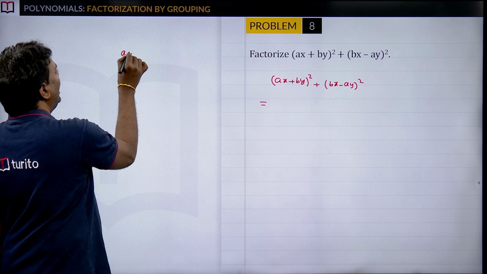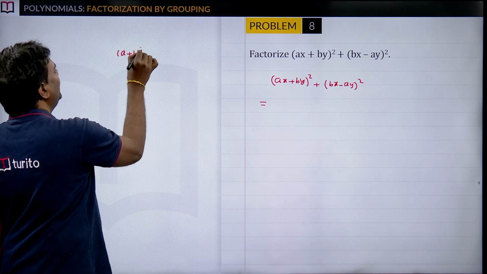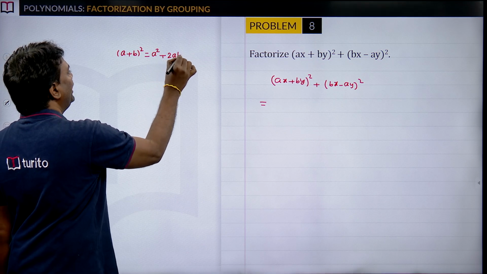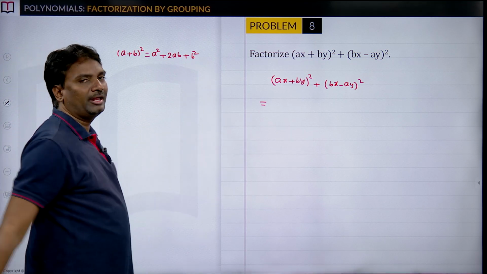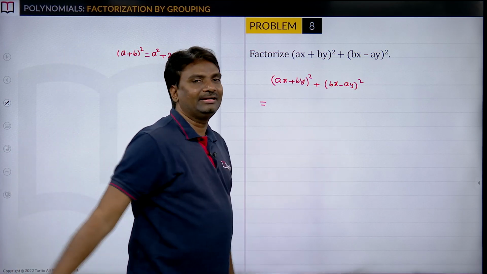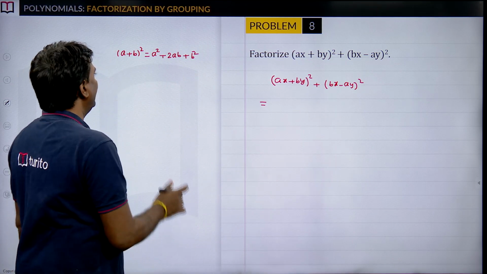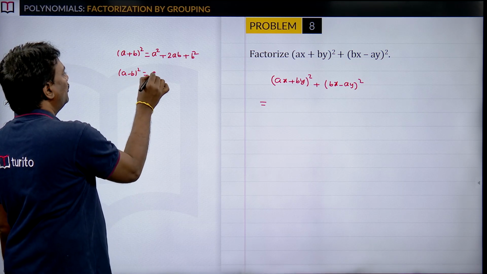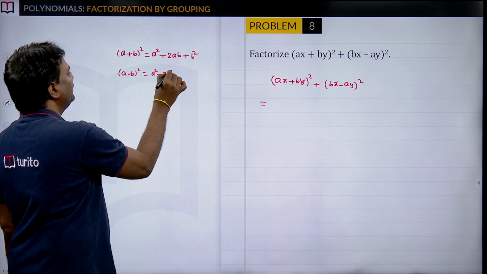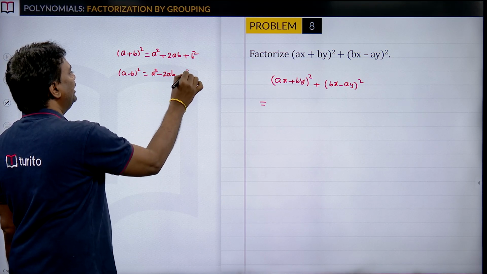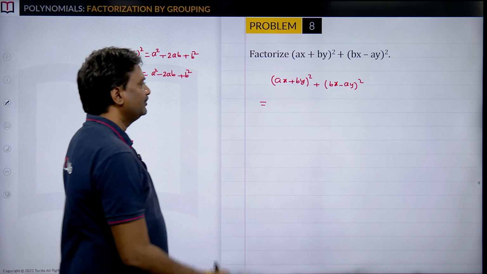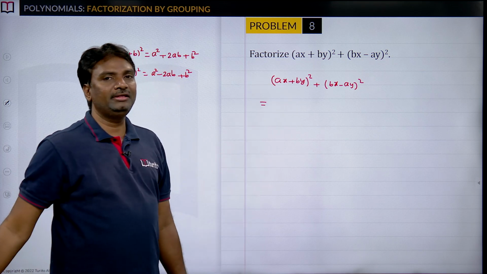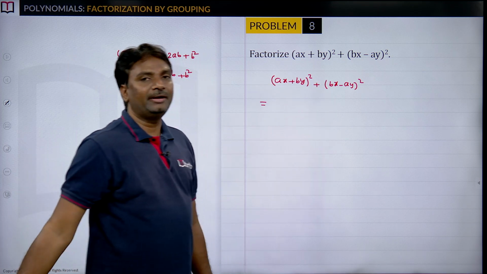So, we have the identity (a plus b) whole square equal to a square plus 2ab plus b square. Similarly, by observing the second term, that is in the form of a minus b. So, by writing the identity (a minus b) whole square equal to a square minus 2ab plus b square. Where in (ax plus by) whole square, a is ax and b is by. Here a is bx and b is ay.